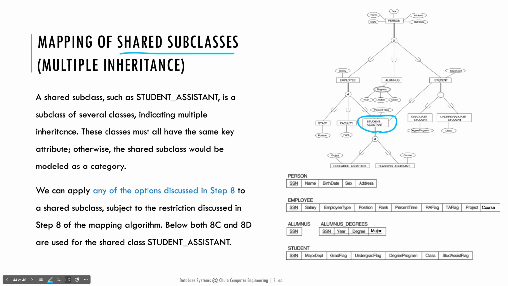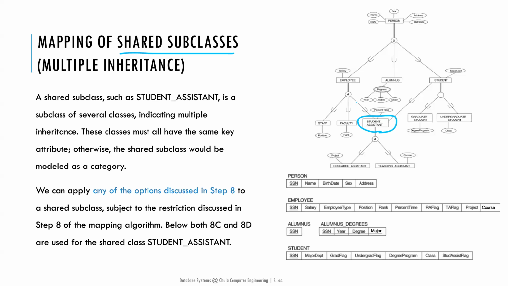So for this shared subclass, it means that it has multiple inheritance. You have to inherit from every superclass. So you have to take the keys from their superclasses altogether. In order to do this, you can use any of the options A, B, C, D before. So one of the ways that I'm showing you here is from 8A.